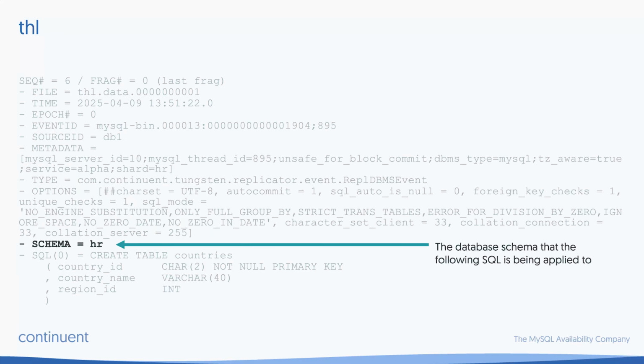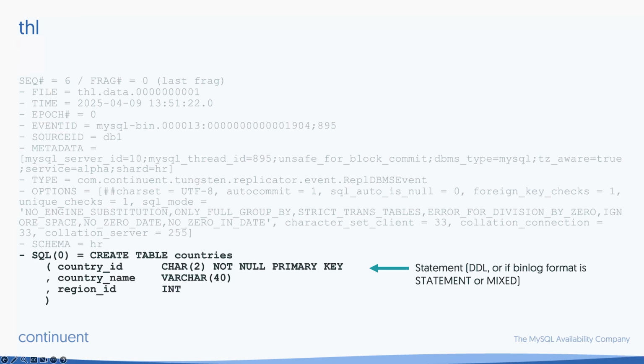We then have the schema. So that's the database schema that the following SQL is being applied to, or in some cases, if you ran a create table and you fully qualified the table name here. So this could say create table joeblogs.countries. Schema may still show HR because when the command was issued, the client session was within the HR schema. So the two won't always match. So you need to be careful on that if you're reviewing this and looking at what's what. In this case, my create table statement didn't specify the schema name, so we know that previous schema line is where that table was created.